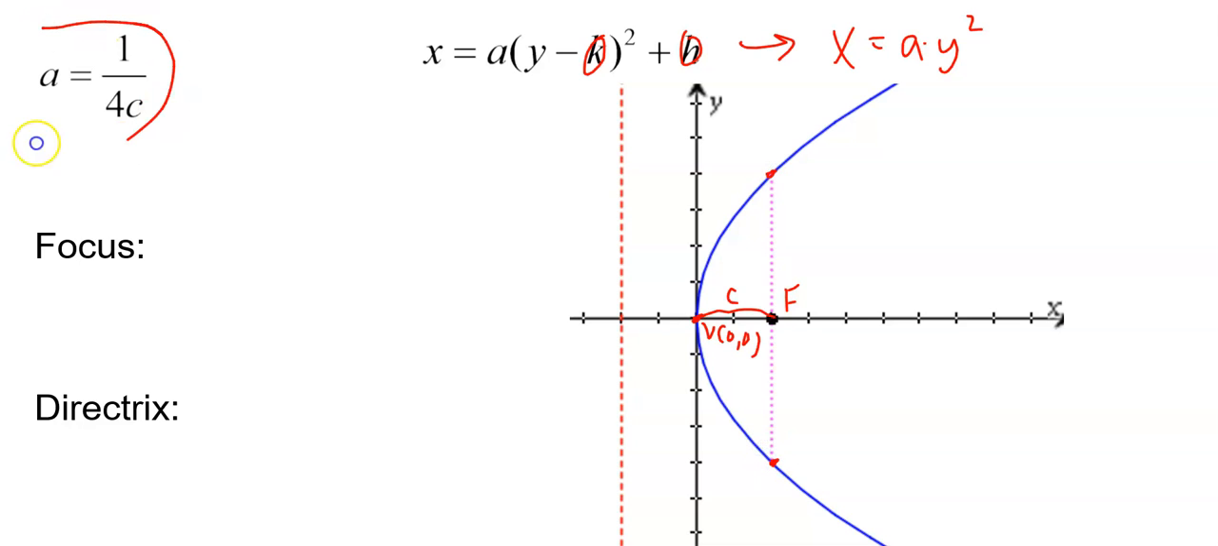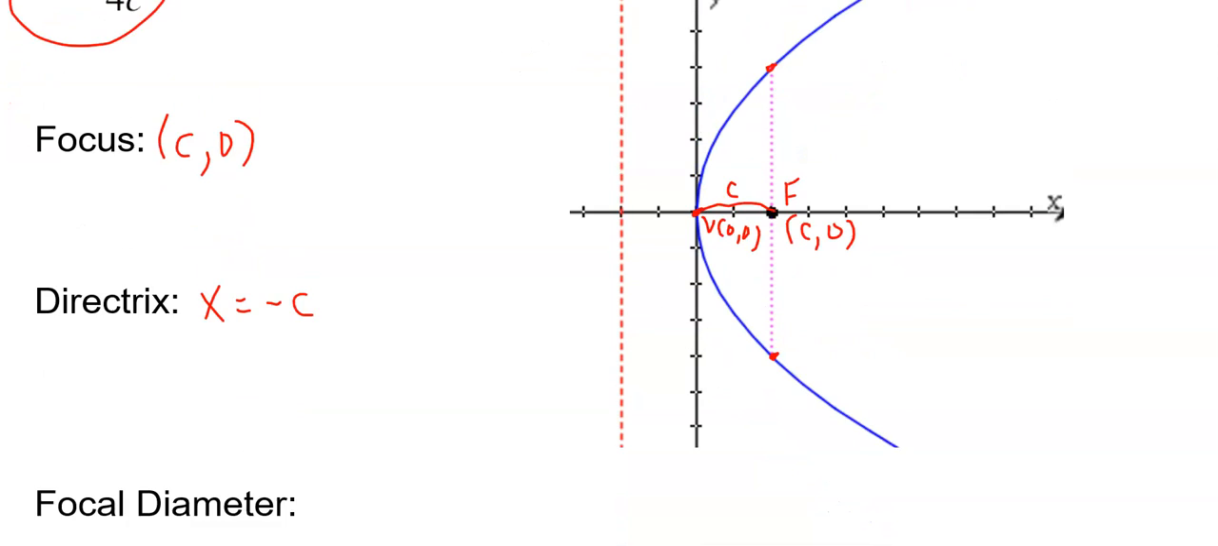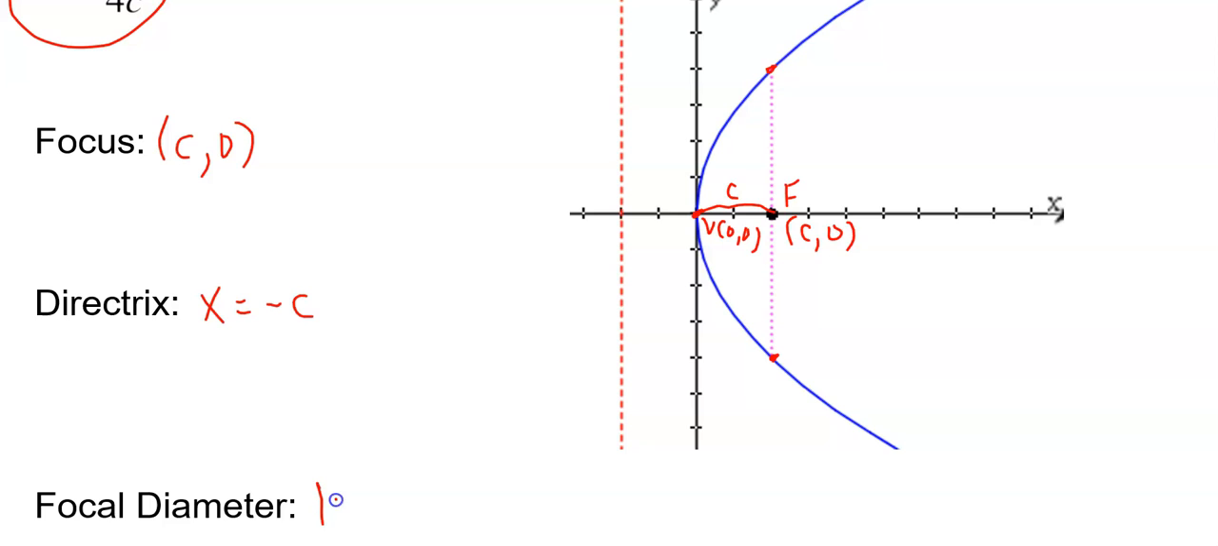So this formula is exactly the same for both. The focus point now is at C comma 0. Even C could be negative, but it's positive in this case. So C comma 0 is the formula for that. The directrix is an x equals line, so x equals the opposite of C instead of y equals the opposite of C. And the focal diameter is the absolute value of 4C, which is really the same as we had before.